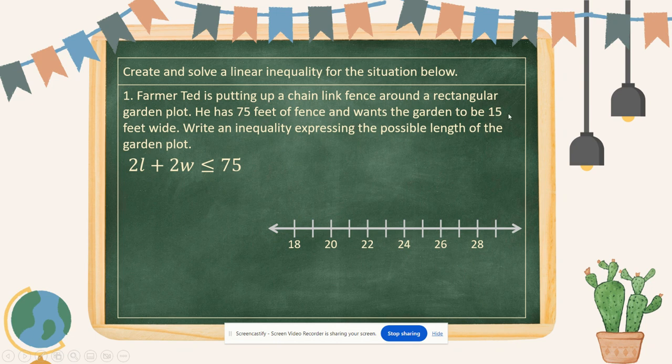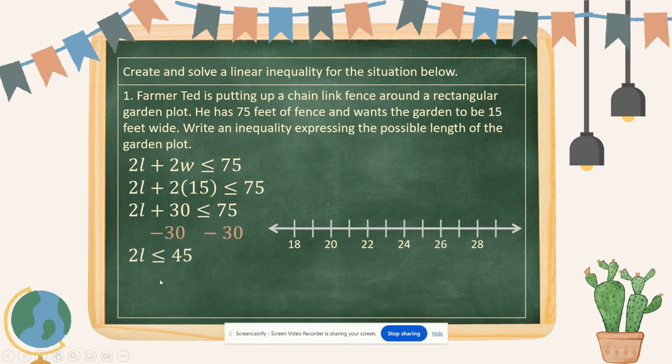He wants it to be 15 feet wide, so we can substitute 15 for our width, W. That's what we did in that first step. So 2 length plus 30 is less than or equal to 75. Now it becomes as easy as solving for our variable, which is L in this case. I'm going to subtract 30 from both sides and get 2L is less than or equal to 45. Then I divide by 2, so my length has to be less than or equal to 22.5 feet.